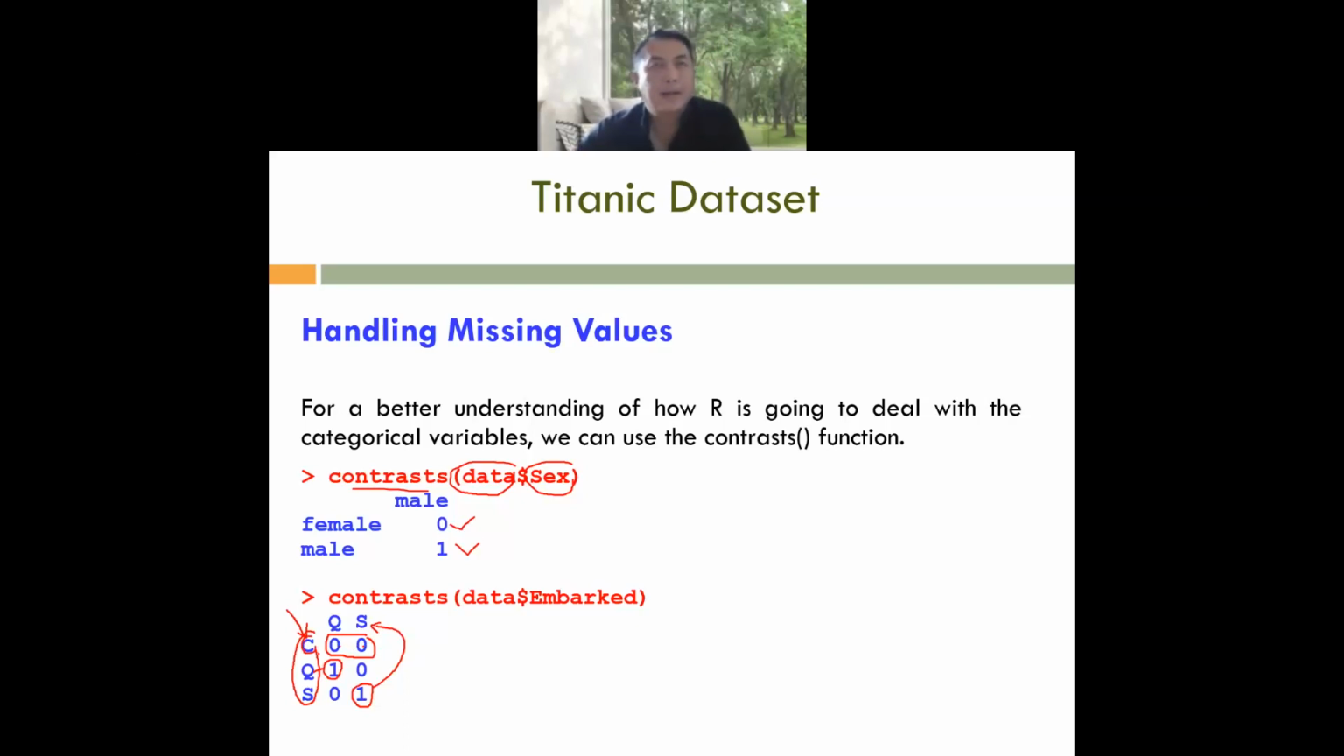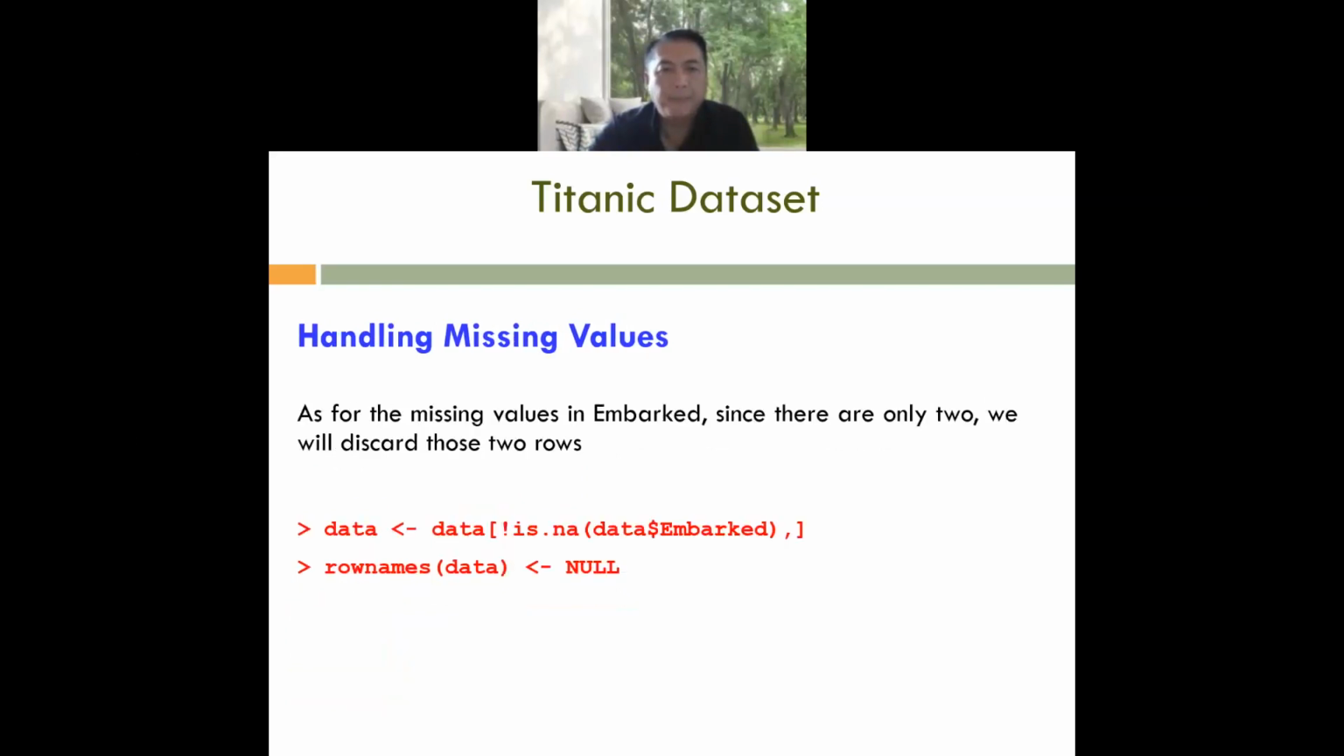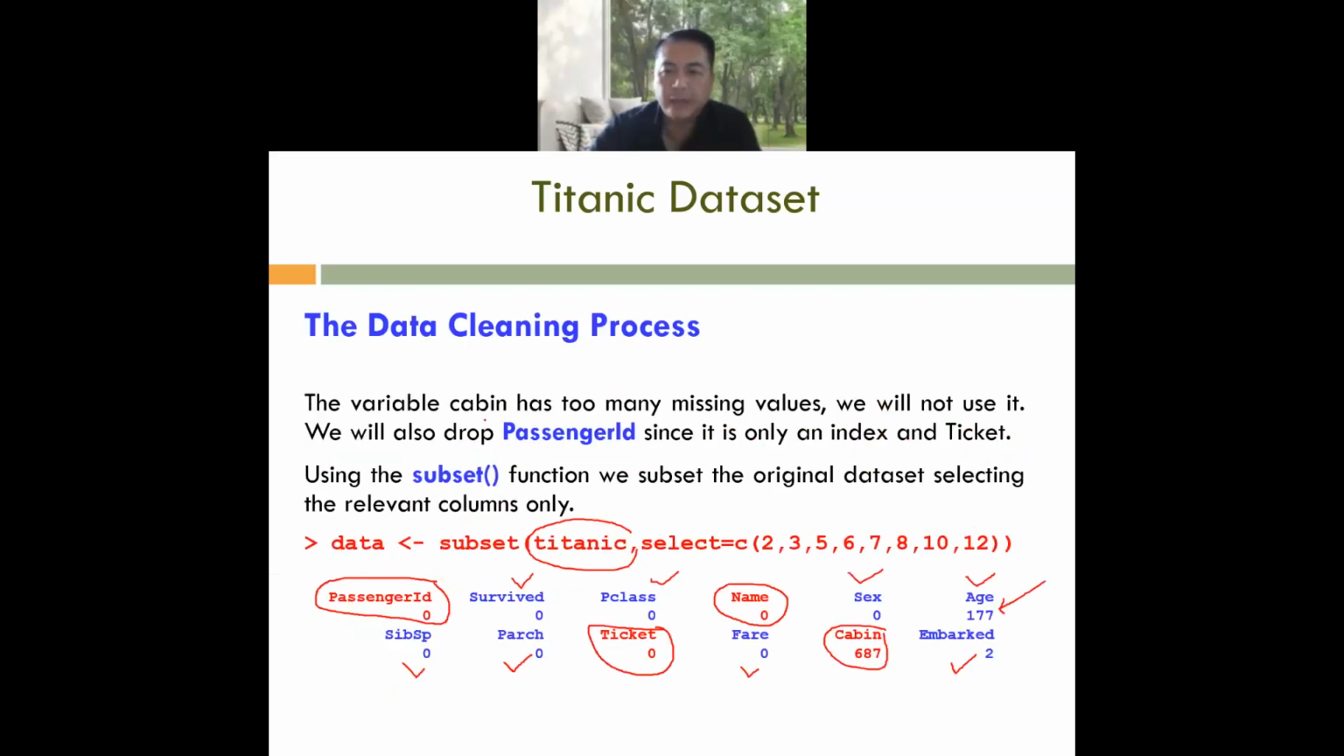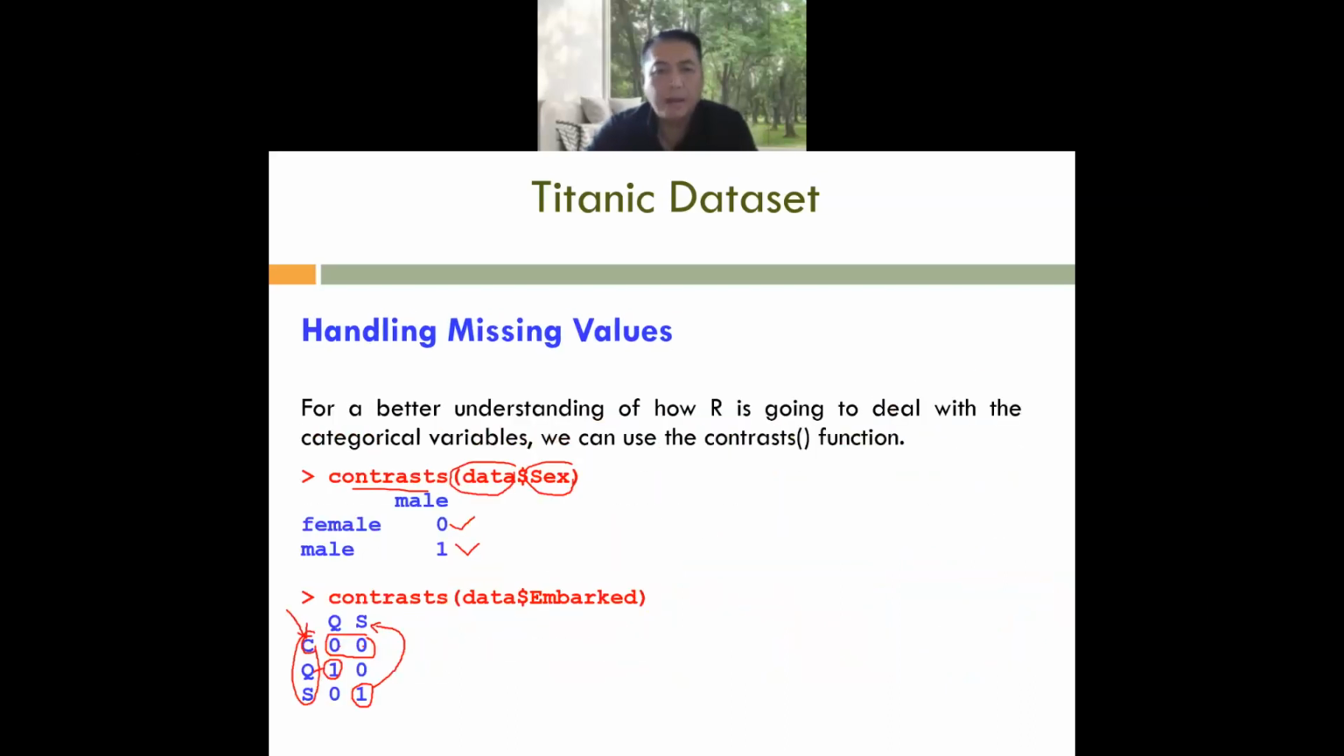Remember last lecture when we used the dummy variable, we're supposed to have 3 columns, but 2 columns is enough already to describe 3 characteristics. Okay, so for the 2 values that are missing for the embark here, we decide to remove them.